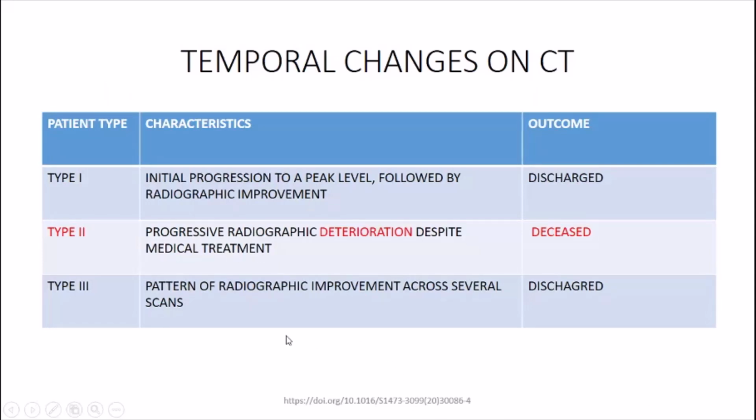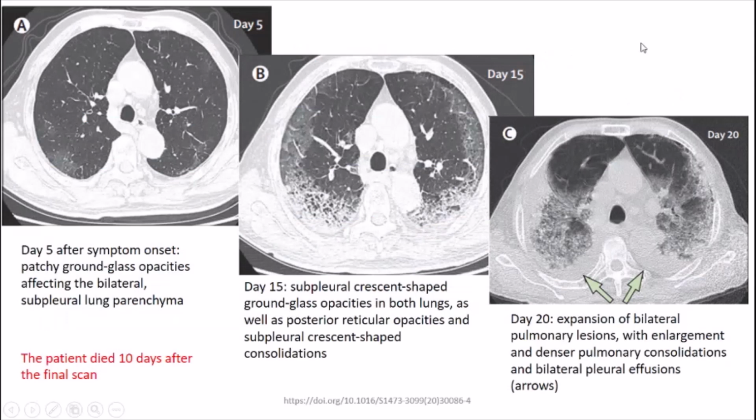Also, they have noticed that their patients are 3 types. So type 1, the disease showed initial progression to a peak level, then followed by radiographic improvement, and most of the patients' outcome was discharged. The type 3 had a pattern of radiographic improvement from the beginning. Each follow-up scan is better than the one before, and the patients were discharged. Then the type 2 of patients, they had progressive deterioration despite medical treatment, and many of the patients unfortunately were deceased. So this is an example of the type 3 patient.